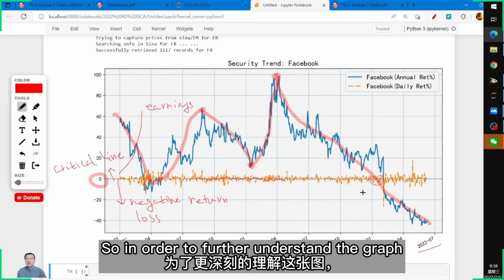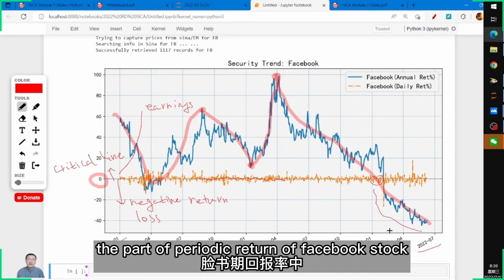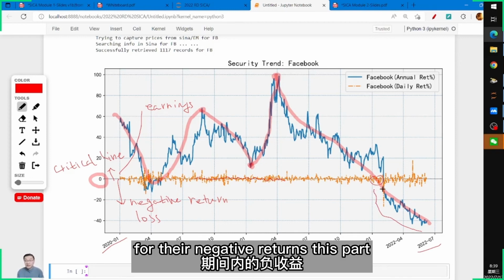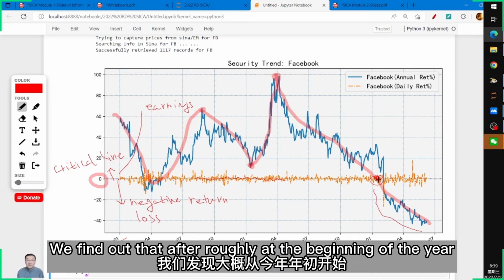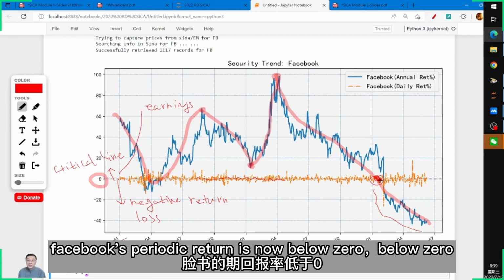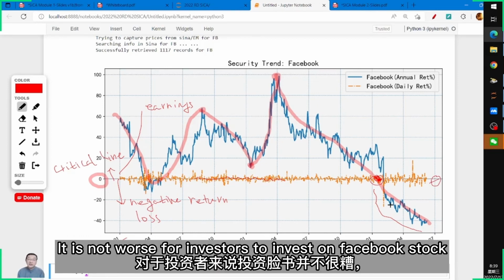So in order to further understand the graph, we can also say something about the part of periodic return of Facebook stock for their negative returns, this part. We find out that roughly at the beginning of this year, Facebook's periodic return is now below zero. In other words, it is a negative return now. At least for the moment, it is not worth it for investors to invest in Facebook stock.